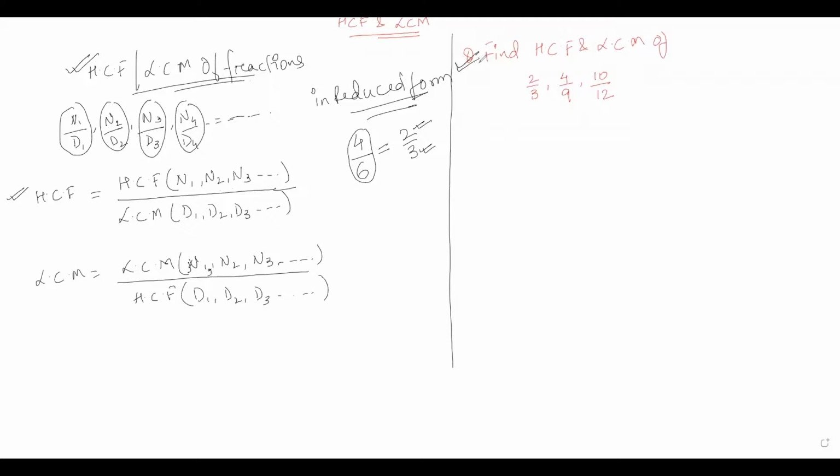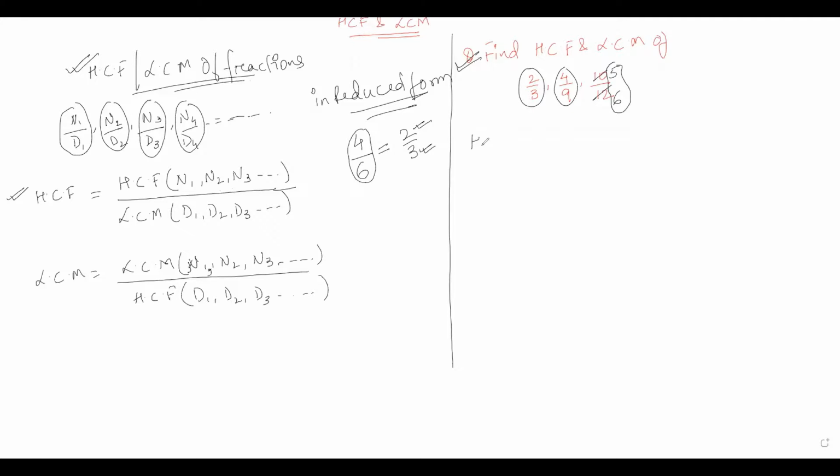Okay, so now let us try to find the HCF and LCM of these three fractions, 2 by 3, 4 by 9, and 10 by 12. If you look here closely, 10 by 12 is not in reduced form. So I need to divide the numerator and denominator by 2. So this would be 5, and this would be 6. So now the three fractions are 2 by 3, 4 by 9, and 5 by 6.